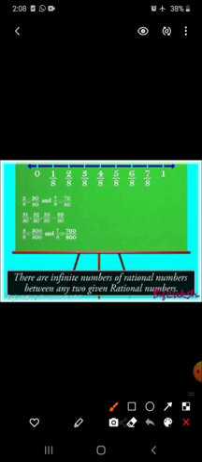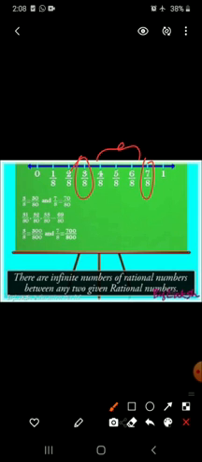Next one is, how do we find infinite numbers which are present between two given rational numbers? See, if you are asked to find the rational numbers which are lying between 3 by 8 and 7 by 8, here you can see only 3 numbers, but he asks you to find 5 rational numbers or 10 rational numbers lying in between 3 by 8 and 7 by 8.